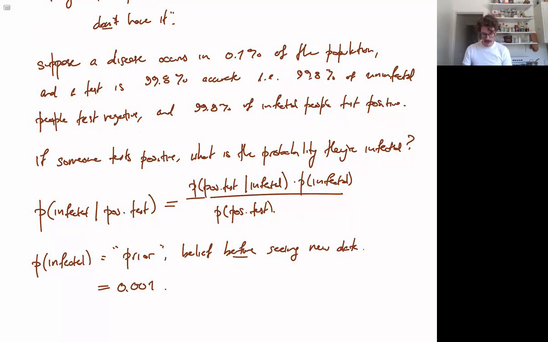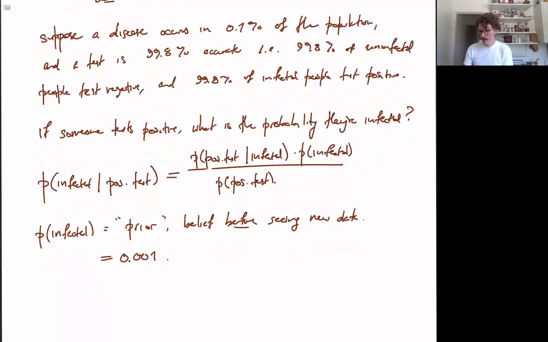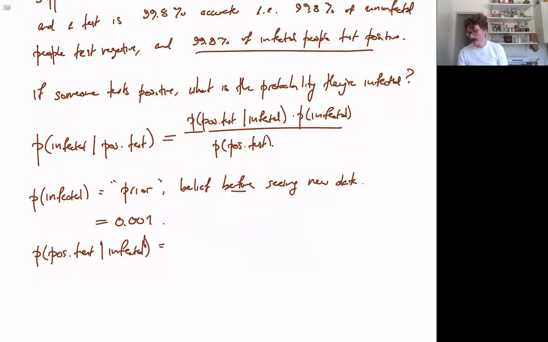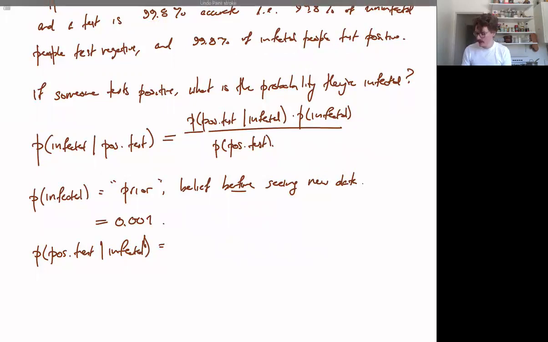And then what are the rest of these things? Let's compute them out real quick. So the probability that you get a positive test, given that you are infected, is, well, we said the test is 99.8% accurate, in the sense that 99.8% of infected people test positive. So this is 0.998.